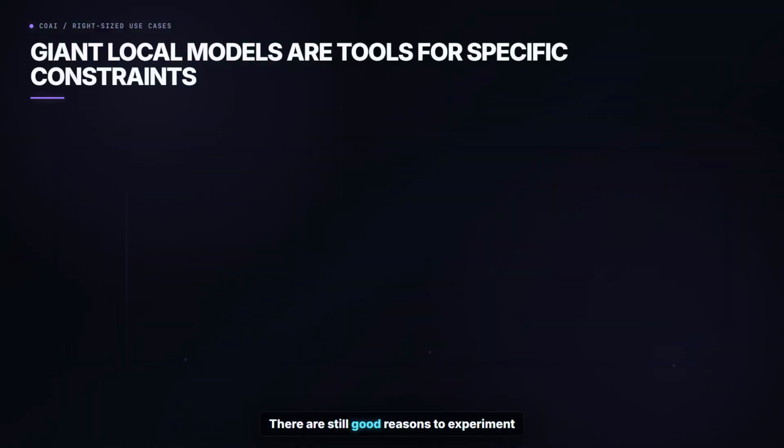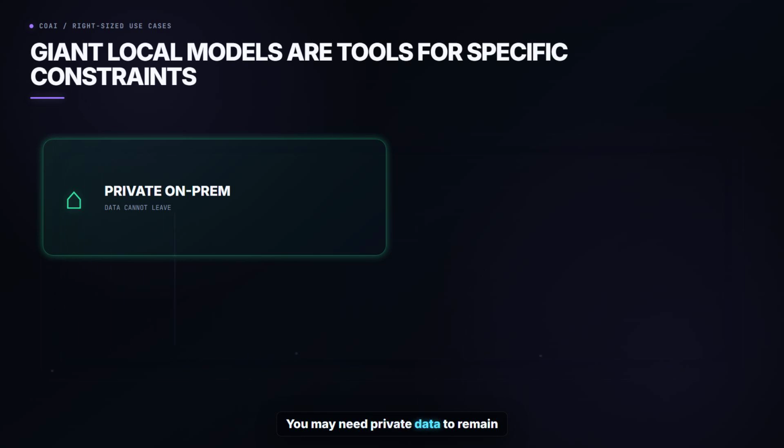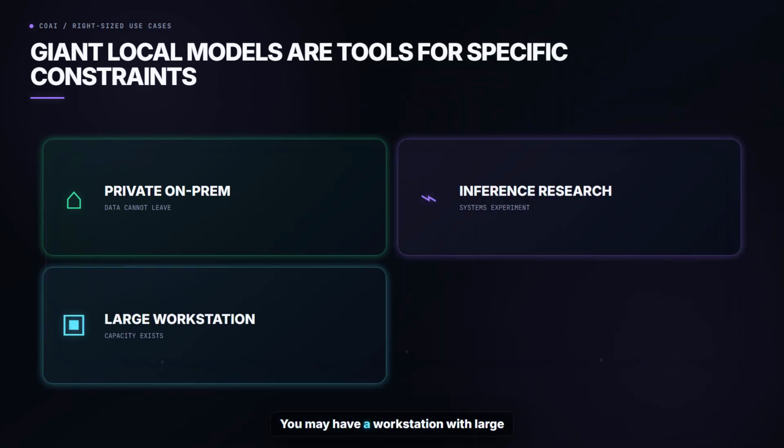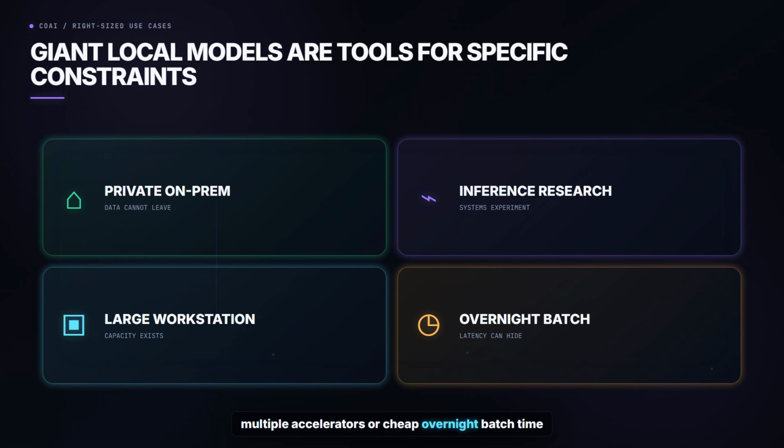There are still good reasons to experiment with giant models locally. You may need private data to remain on premises. You may be testing inference research. You may have a workstation with large unified memory, multiple accelerators, or cheap overnight batch time. You may simply want to understand the mechanics. But those are different use cases from an everyday laptop coding assistant.